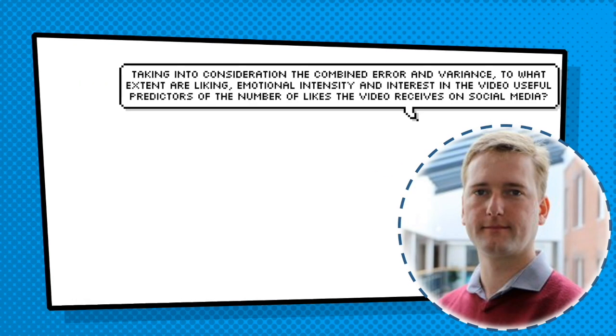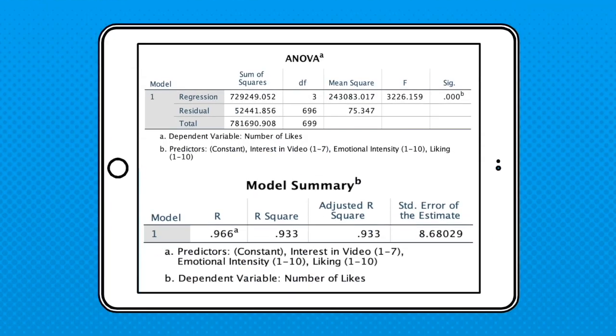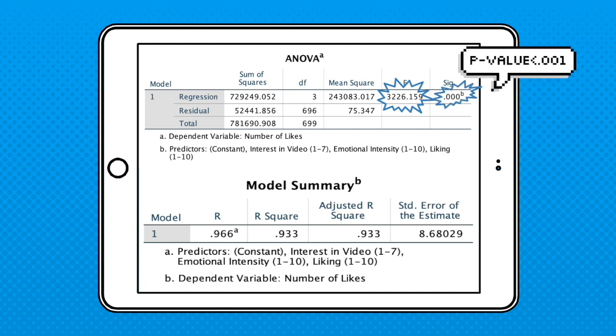Similar to question 4, we ran multilinear regression to find the effect of the three variables on the number of likes and capture the combined error and deviation. In the first table, f-value of the model is 3,226.159 and p-value is smaller than 0.001. So the overall model is statistically significant. The adjusted R-square shows the model accounts for 93.3% of the overall variance, so quite a strong model.